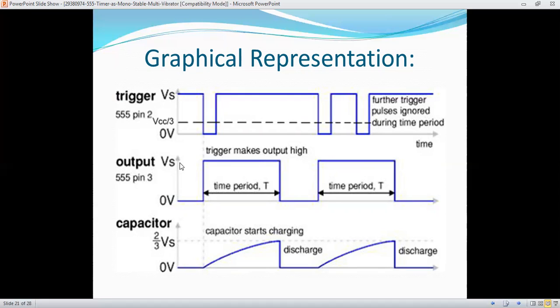Similarly, at pin number 3 the output changes, from pin number 2 to pin number 3. The trigger makes the output high. This is the time period T. From that we have to calculate one duty cycle, then the other duty cycle. From that the capacitor is charged. The capacitor starts charging, then it gradually discharges, from 0 voltage to 2/3 VCC. So this is the graphical representation of the monostable multivibrator.